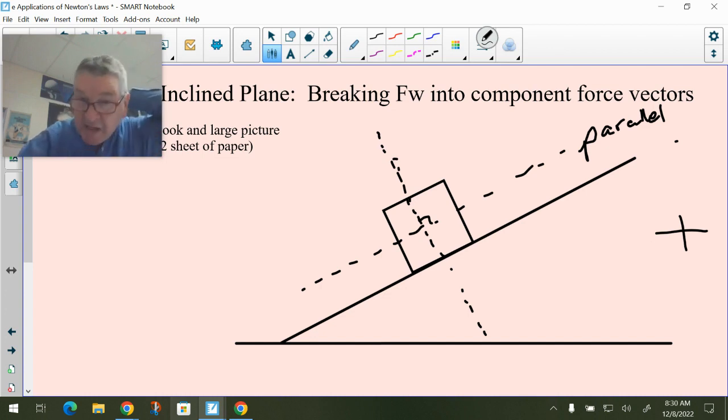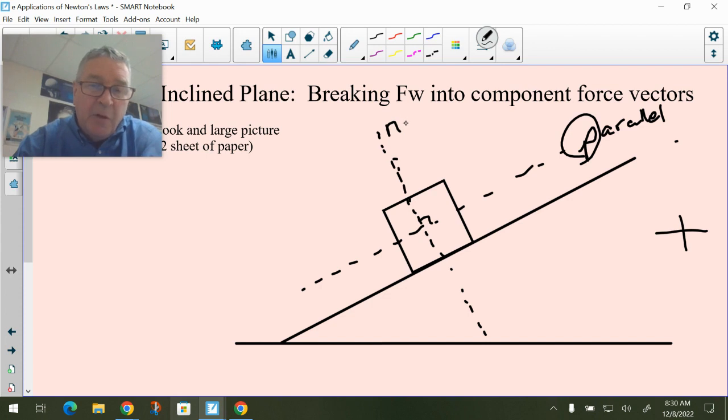And the problem is P is already taken, so I'm going to call this one the N-axis. I think I mentioned this word before. This is called normal, and normal in physics and in math just means perpendicular. So rather than calling it parallel and perpendicular, we're going to call it parallel and normal. I'm going to call the axis that's parallel to the incline the p-axis, and the one that's perpendicular or normal to it the n-axis.